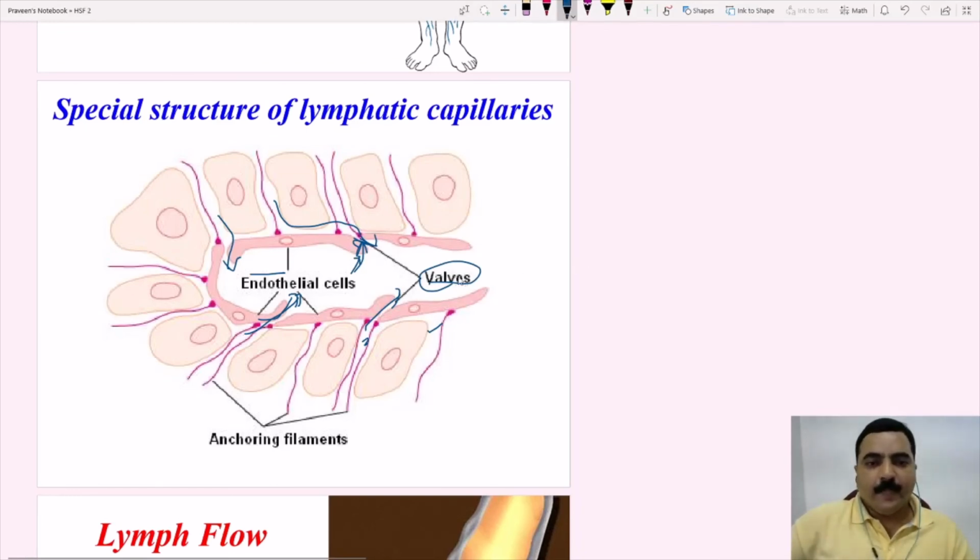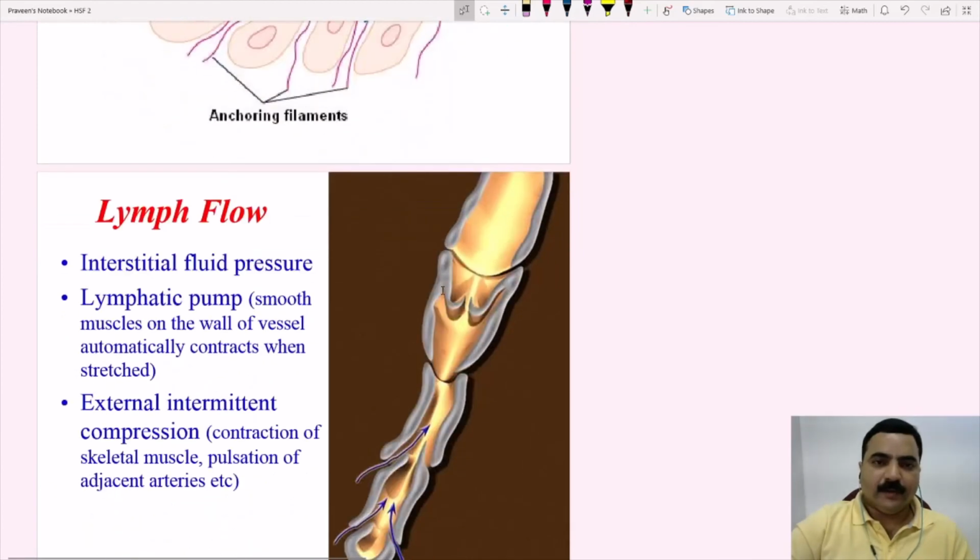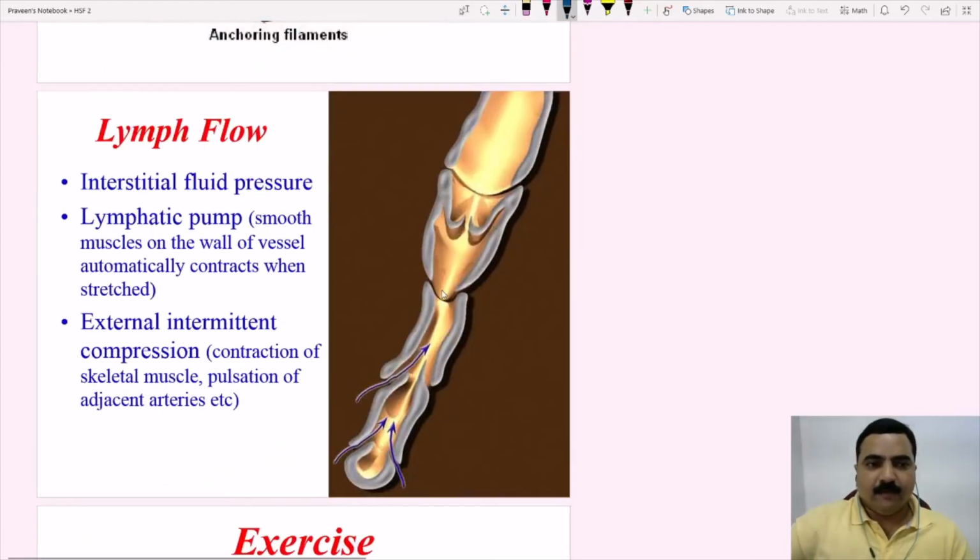Now let's see, once the fluid is here, it has to move to the blood vessels, right? It has to go and join into the blood vessel. So how does it move? Through the lymphatic vessels. So how does the lymph flow happen? Interstitial fluid pressure is the primary, the first thing that happens. Because the fluids are accumulating in the interstitium, when there is more pressure, it will cause the entry of fluid, and that keeps on pushing the lymph to move ahead.